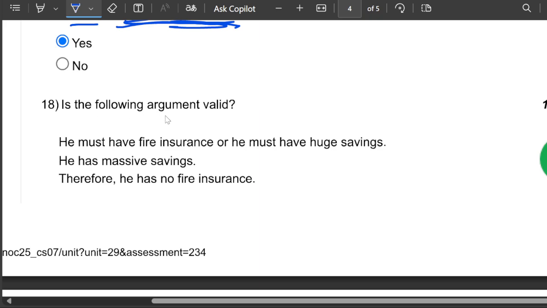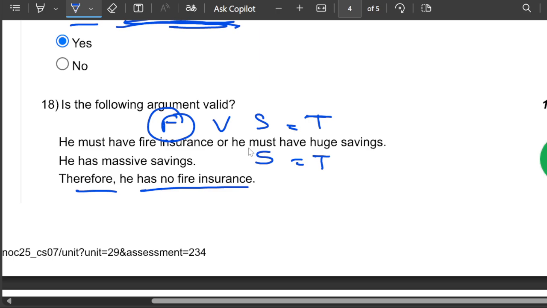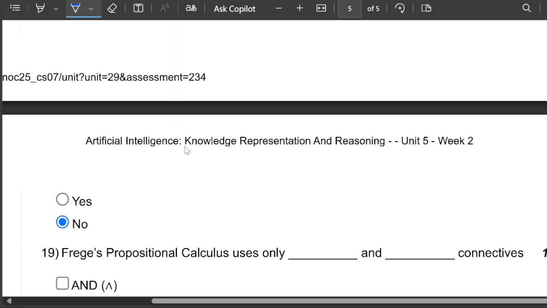Is the following argument valid? He must have fire insurance or he must have huge savings. He has massive savings, therefore he has fire insurance. This is given. Can we infer this from this? It can be or it may also be covered. So here no is the answer.